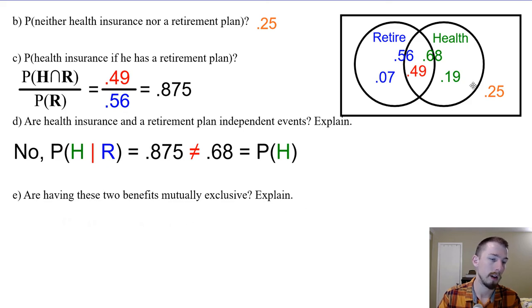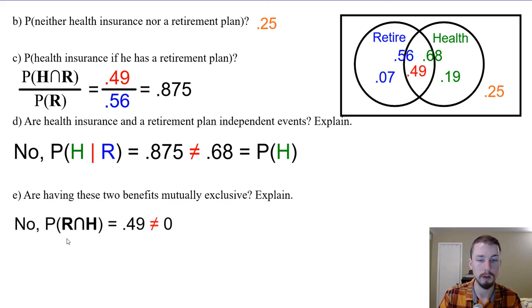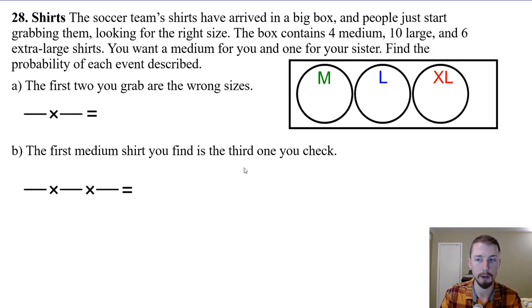All right, are having the two benefits mutually exclusive? Again, no, because you can have both. In fact, the intersection of the two is equal to 49%, which is not equal to 0. So they overlap, right? People have retirement and health insurance.